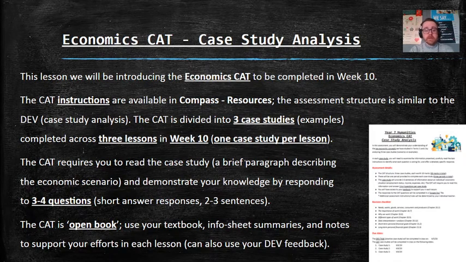The CAT requires you to read the case study, which will be a brief paragraph describing an economic scenario. So Johnny makes this amount of money, he's a full-time employee, etc, etc. And then you demonstrate your knowledge by responding to 3 to 4 questions. They're not massive essay-length questions, they're short answers, 2 to 3 sentences. And the CAT is open book.